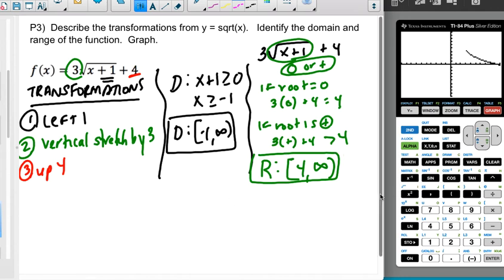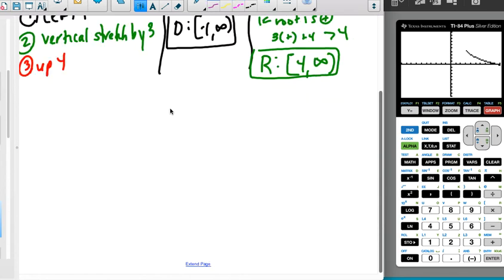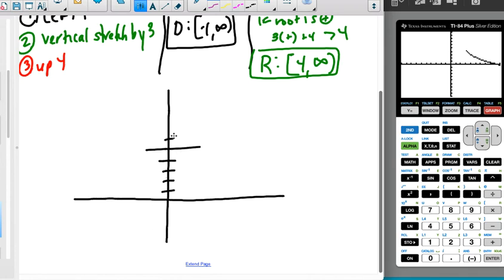So now let's go ahead and put the pieces together and see if we can sketch a graph. Again, I should have had a grid ready, but I don't, so we're just going to deal with it. So 1, 2, 3, 4, 5, 1, 2, 3, 4, 5, great.